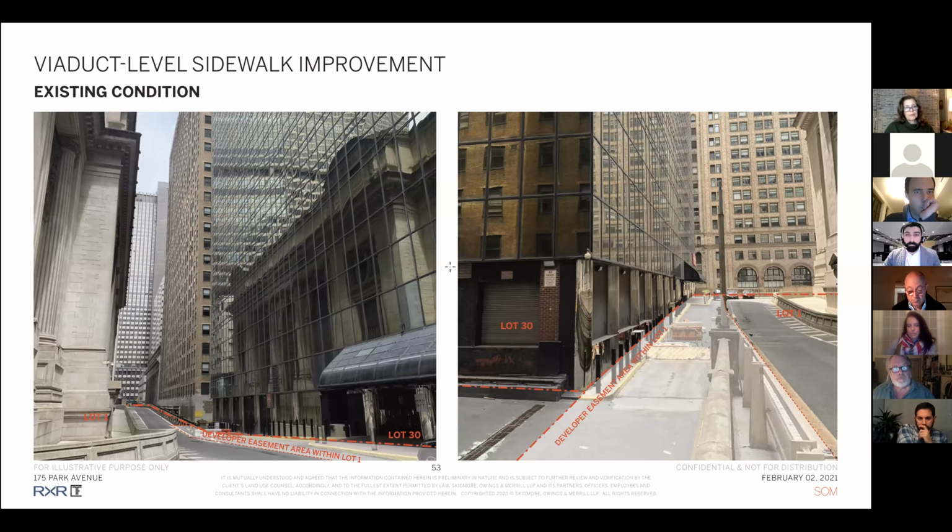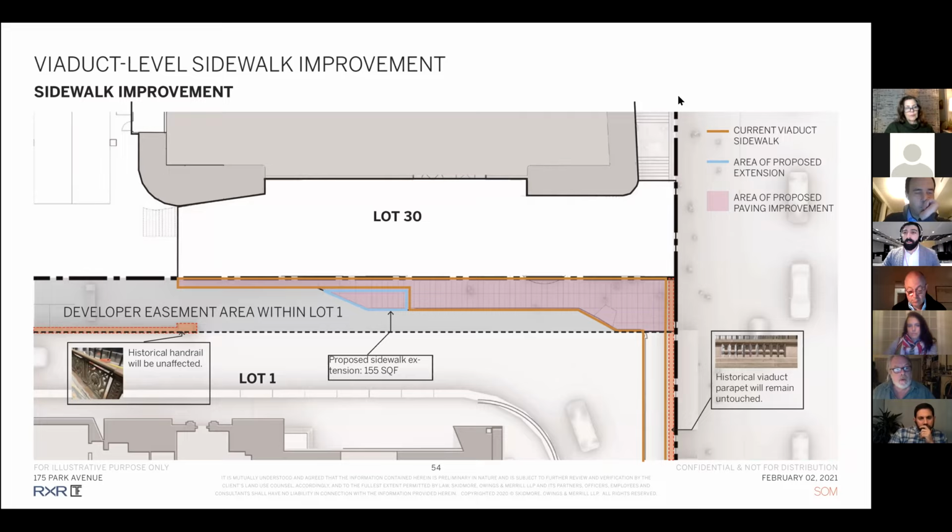The orange line shows the current configuration of the sidewalk. And in blue, you see our proposal to extend that sidewalk by 155 feet. And in pink, you see our proposed paving improvement. And really the goal of the paving improvement here is to upgrade that sidewalk as well as to use a finish that will be sympathetic with the finish we're gonna use on the plaza itself, which I just showed you, the Grand Central Plaza, which is within Lot 30. So it's outside of this.